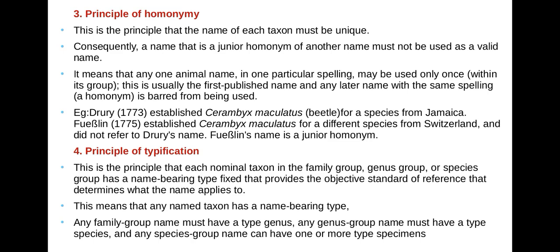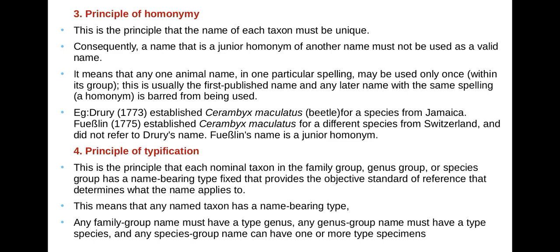And the principle of typification. This is the principle that each nominal taxon in the family group, genus group, or species group has a name-bearing type fixed that provides the objective standard of reference that determines what the name applies to. This means that any named taxon has a name-bearing type. Any family group name must have a type genus, any genus group name must have a type species, and any species group name can have one or more type specimens.